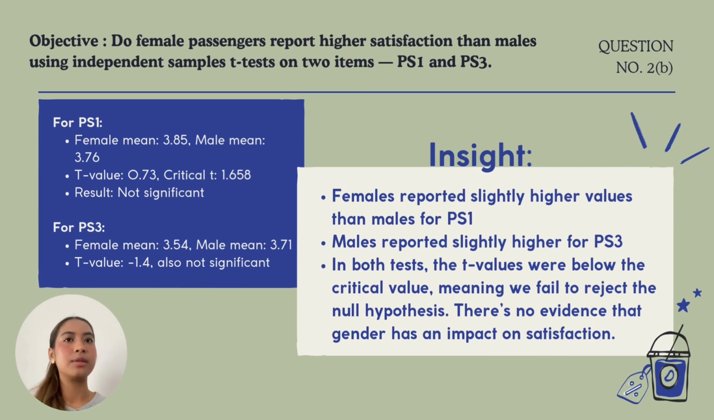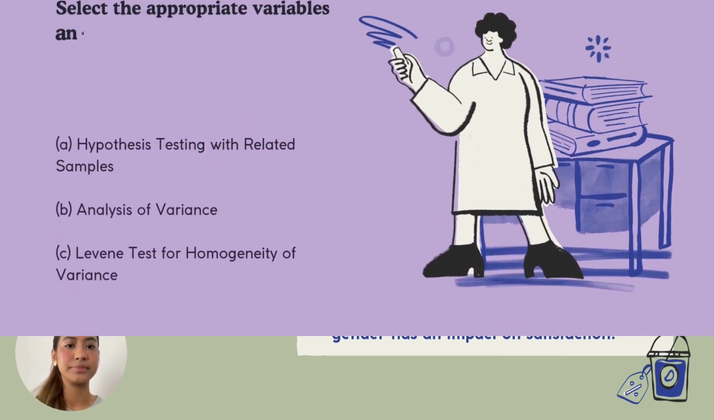Next, we tested whether female passengers report higher satisfaction than males using an independent samples t-test on two items, which are PS1 and PS3. For PS1, the female mean is higher than the male mean, and the t-value is 0.73 with a critical t of 1.658. So the overall result is not significant. And for PS3, the female mean is lower than the male mean, and the t-value is minus 0.14, which is also not significant. So overall, in both tests, the t-values were below the critical value, meaning we failed to reject the null hypothesis. There is no evidence that gender has an impact on the satisfaction level.